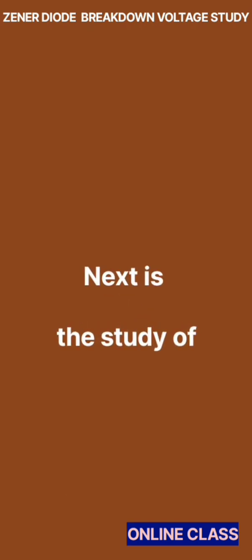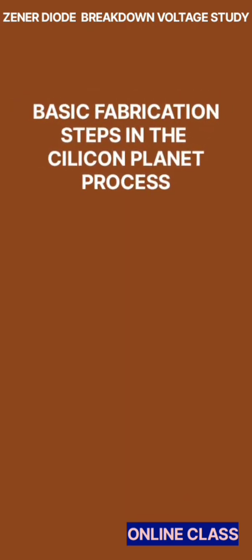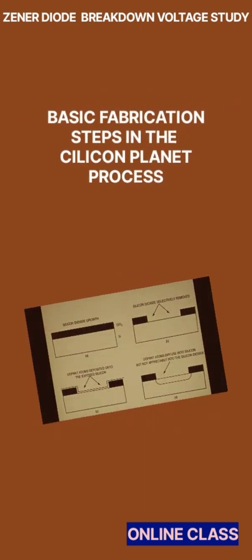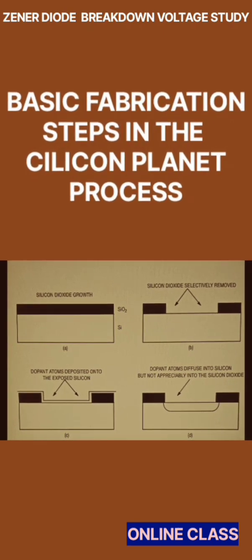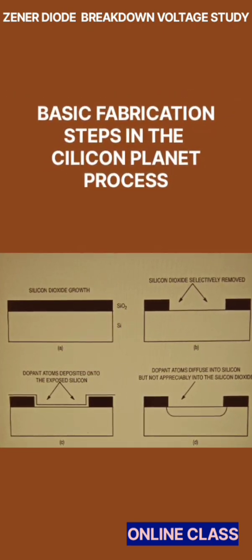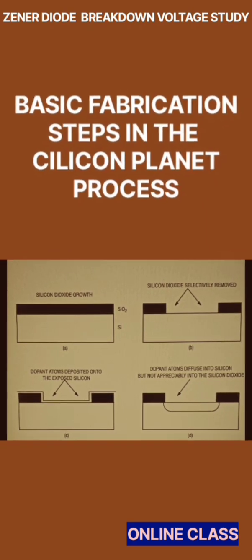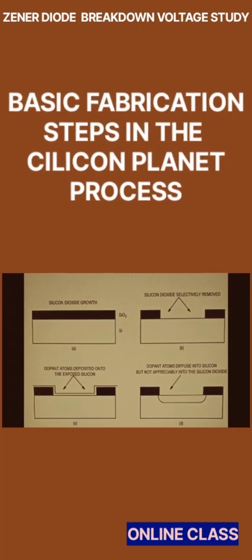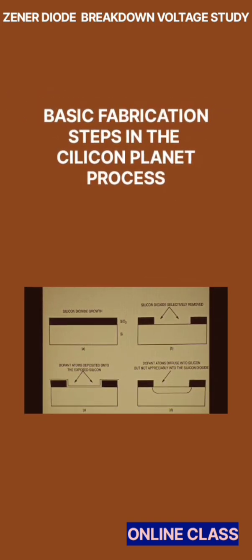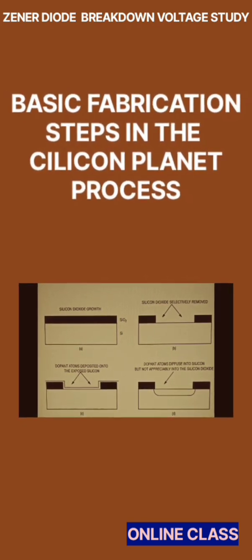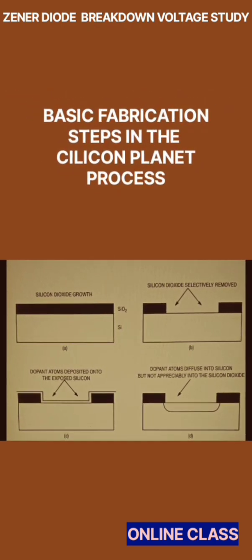Next is the study of basic fabrication steps in the silicon planar process. After the single crystal silicon ingot is produced, it undergoes testing for doping concentration, levels of unwanted impurities, and minority carrier lifetime. The ingot is then cut into thin, circular wafers. These wafers are chemically etched to eliminate saw damage and polished with progressively finer grits until a smooth, mirror-like surface free of defects is achieved.